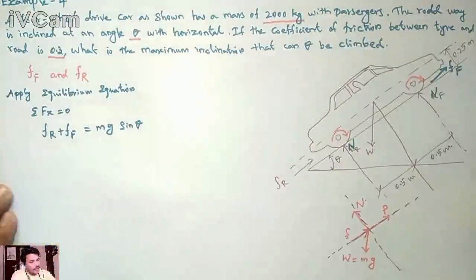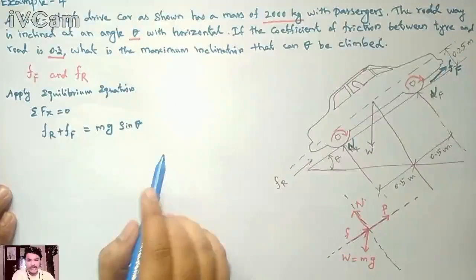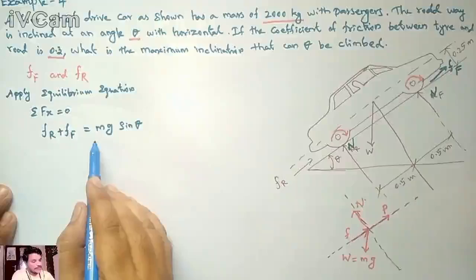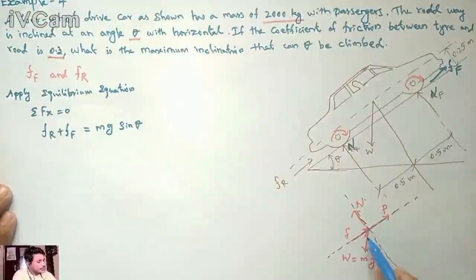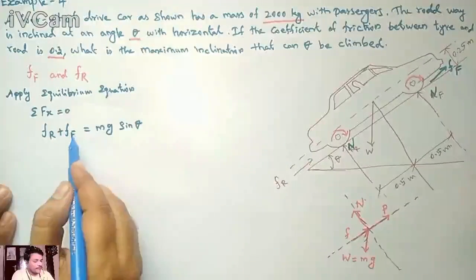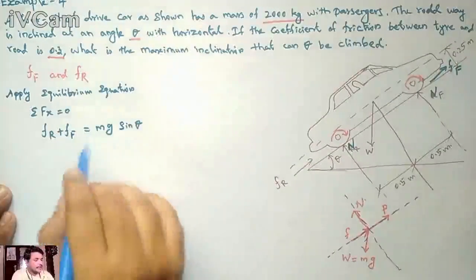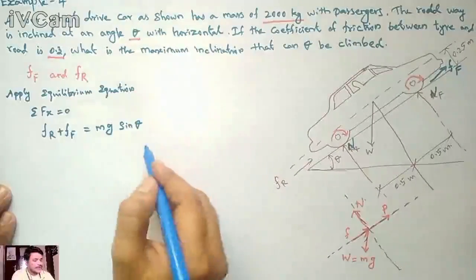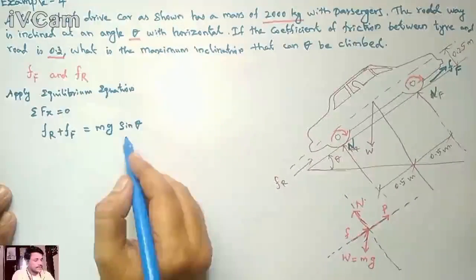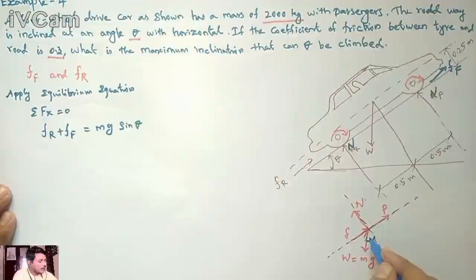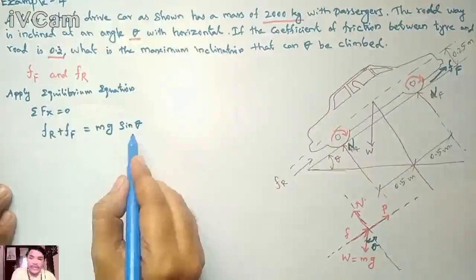So Fr and Ff, both the frictional resistances, act towards the right direction, so Fr plus Ff is equal to this weight, which you need to resolve in this direction. The left hand side is minus mg sin theta, and when it moves to the right hand side it becomes plus mg sin theta. This is the angle theta actually, so that's why I am using sin theta here.